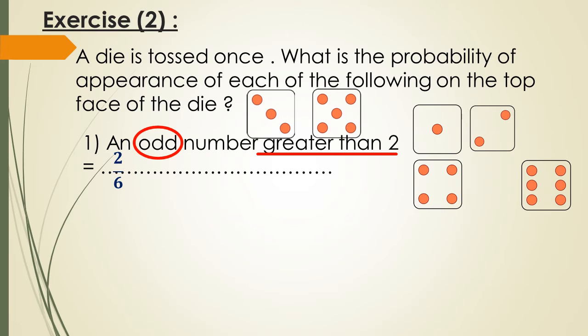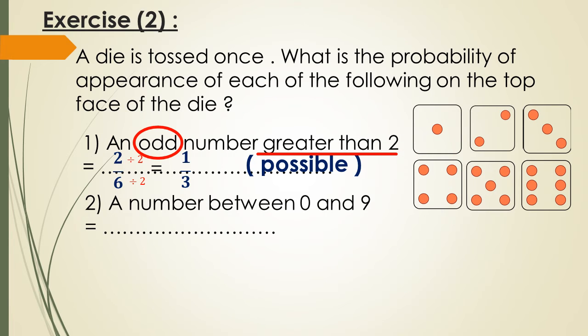And now, ask myself, can we simplify this number? Yes, because 2 and 6, both of them are in table 2. So we are going to divide by 2, up and down. 2 divided by 2 equals 1, and 6 divided by 2 equals 3. So the answer will be 1 over 3 in the simplest form. It is a possible event.